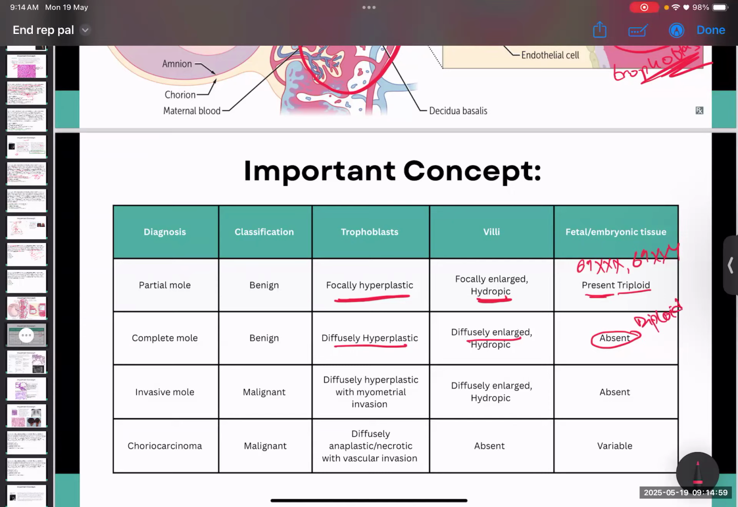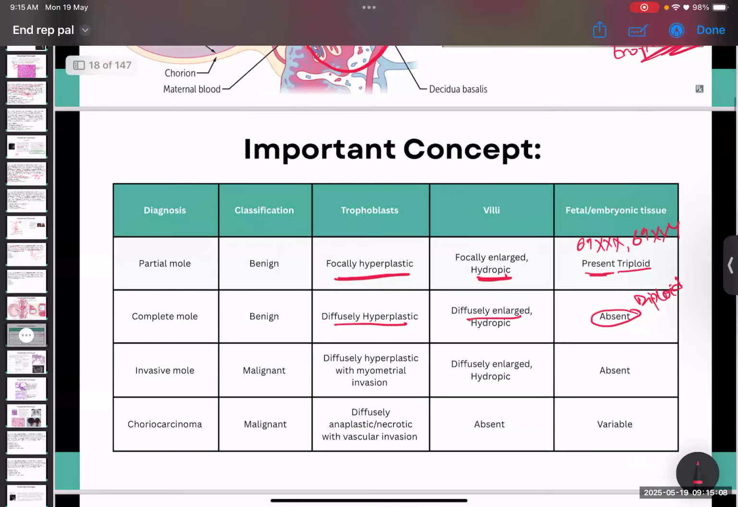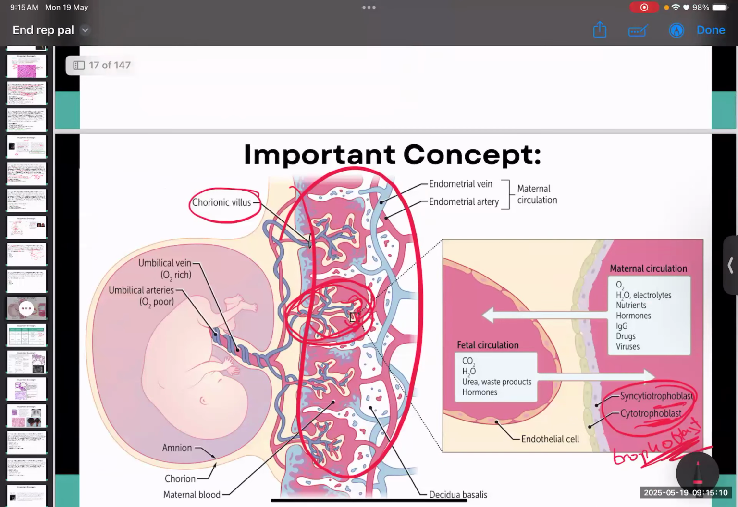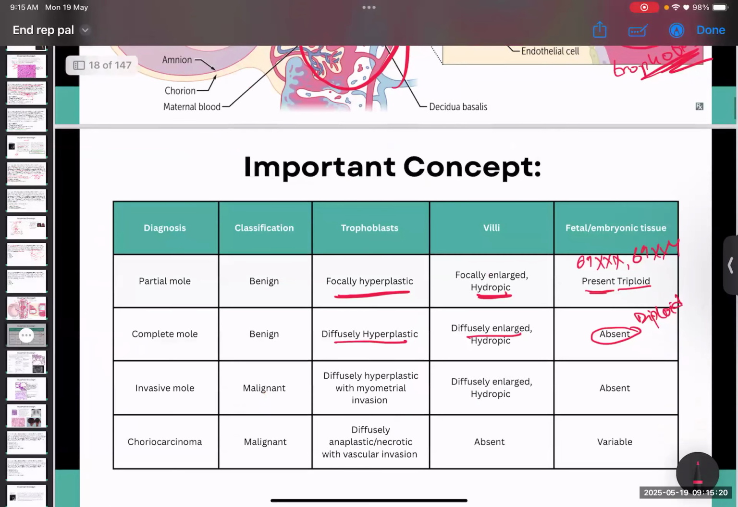This is mainly because of duplication of the paternal DNA and because there's no maternal DNA. With invasive mole, again, like I said, it's malignant. So the entire placenta is going to be affected. All the trophoblasts are going to be hyperplastic. All the chorionic villi are going to be hydropic. However, there's going to be invasion to the myometrium now. So that's why it's called an invasive mole. And fetal tissue here is also absent.